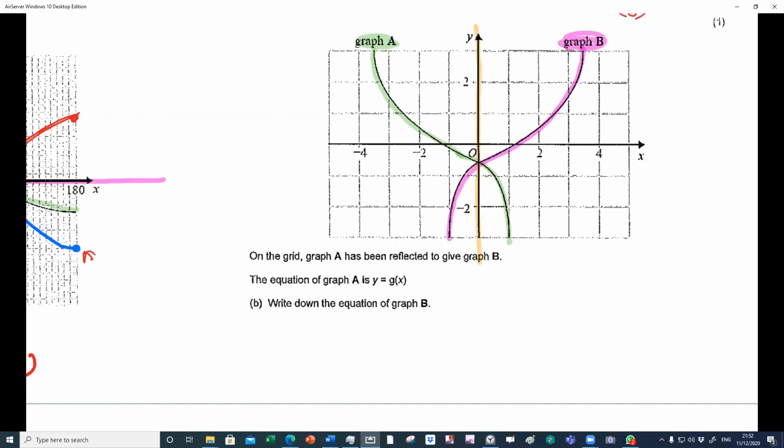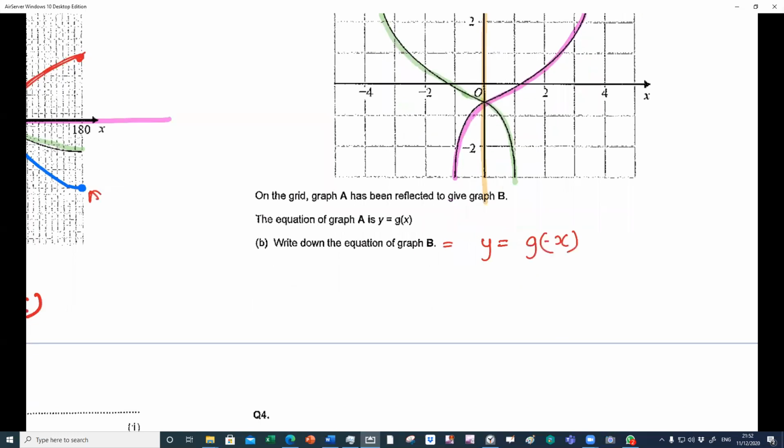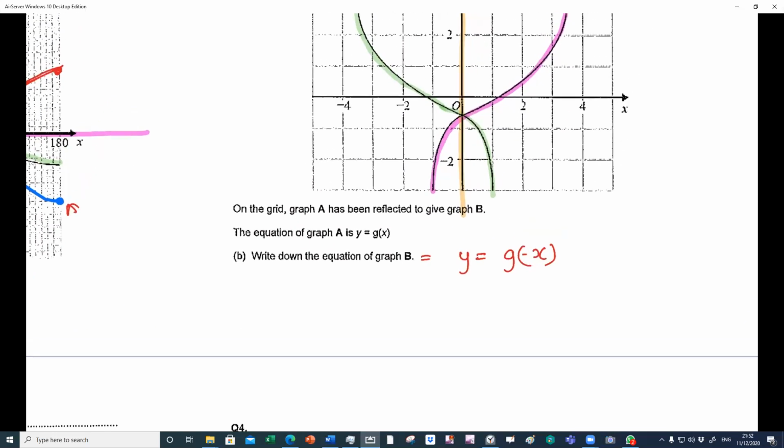So how do we indicate reflection in the y-axis? A is g of x, so our B is going to be g, and then inside the function, minus x. Okay, done.